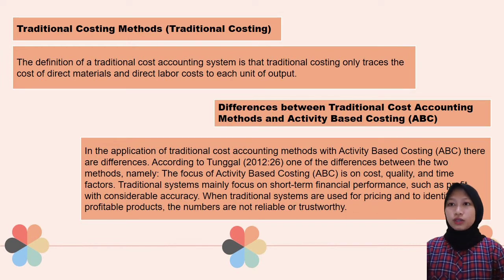Differences between traditional cost accounting methods and activity-based costing. According to Tunggal 2012, one of the differences between the two methods is that the focus of activity-based costing is on cost, quality, and time factors. Traditional systems mainly focus on short-term financial performance, such as profit, which is considered accurate. When traditional systems are used for pricing and to identify profitable products, the numbers are not reliable or trustworthy.